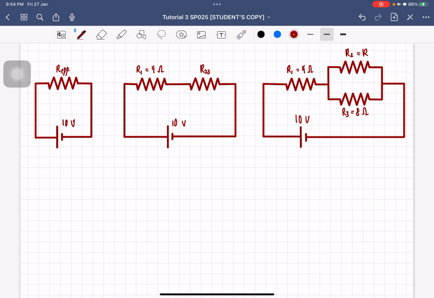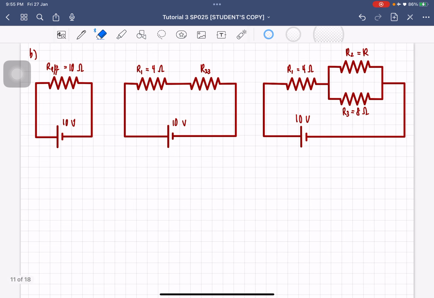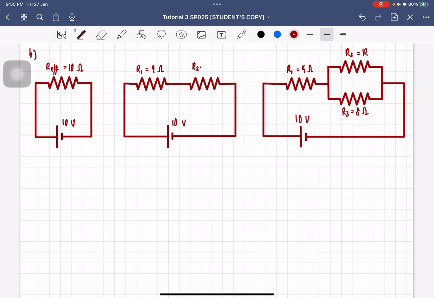So I'm just going to label this again. This is the one that we obtained earlier, which is 10 ohm, and R23 is basically 1 over 24 plus 1 over 8 ohm, to the power of -1. So this is 6 ohm. And then I'm just going to label this again, 24 ohm.